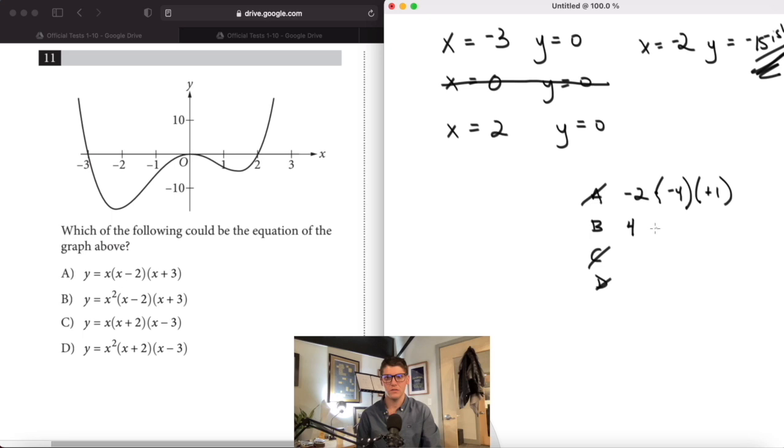Trying out answer choice B just to make sure. Negative 2 squared is 4. Negative 2 minus 2 is, again, negative 4. And then this would be negative 2 plus 3, which is positive 1. And that's a negative number. It's negative 16. Right? So that's the right answer.